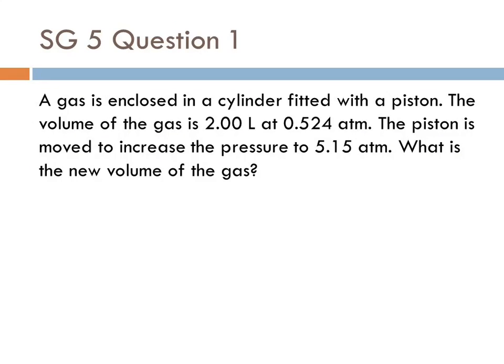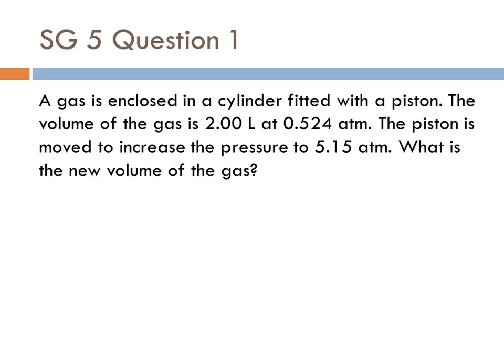Study Guide 5, worksheet on gas laws. Here's the first question. A gas is enclosed in a cylinder fitted with a piston. The volume of the gas is 2.00 liters at 0.524 atmospheres. The piston is moved to increase the pressure to 5.15 atmospheres. What is the new volume of the gas?